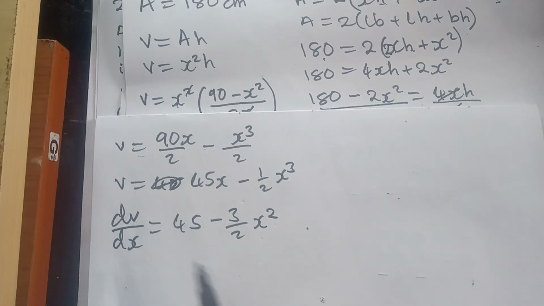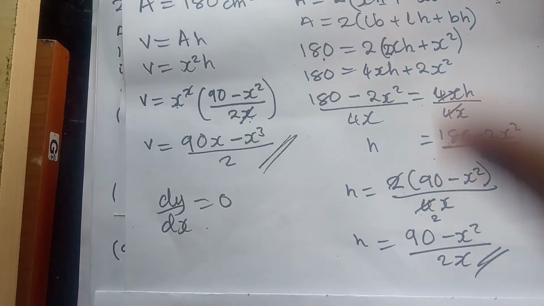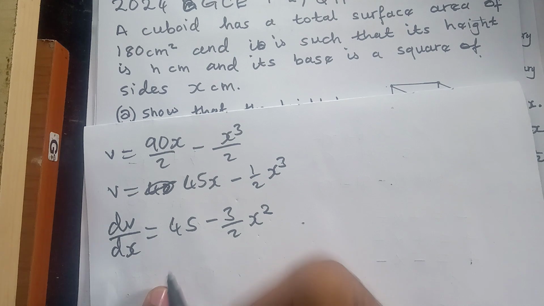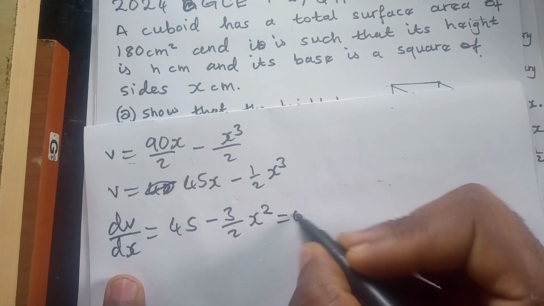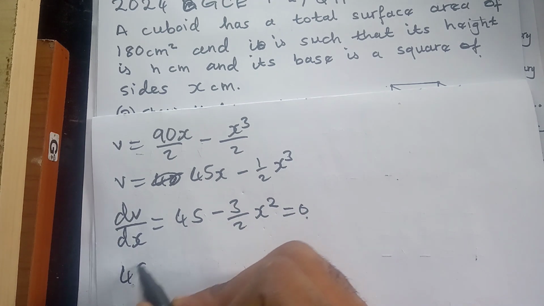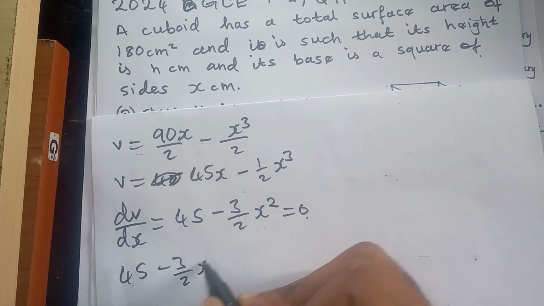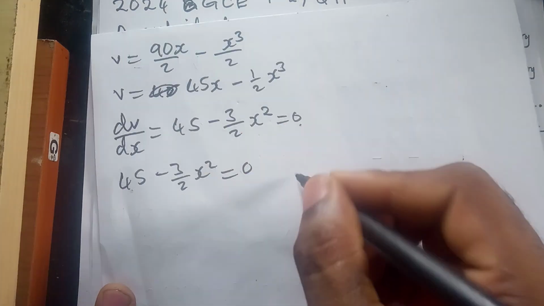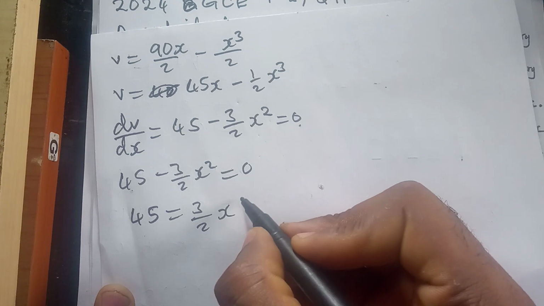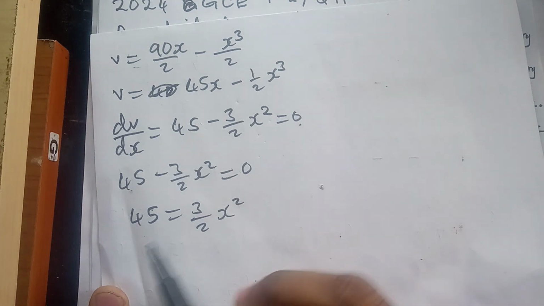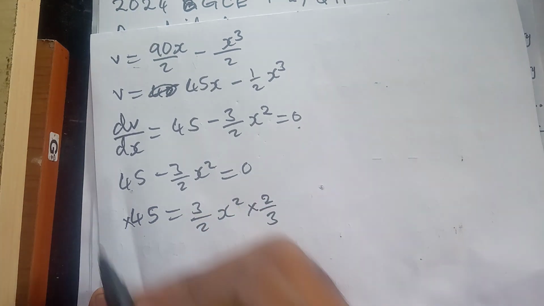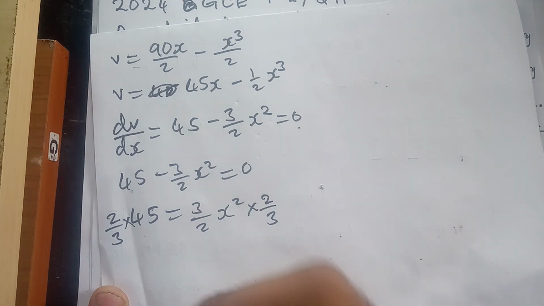So now I'll solve for x. Remember, at the maximum point or the minimum point or the point of inflection, dy/dx is always equal to 0. So you can even substitute this with a 0. So you have 45 minus 3 over 2 x squared is equal to 0. So I'll take this one to the other side to minimize the number of negative numbers. And then at this point, I can just multiply both sides by 2 over 3. You can cross multiply if you want, but I think it's much easier this way.